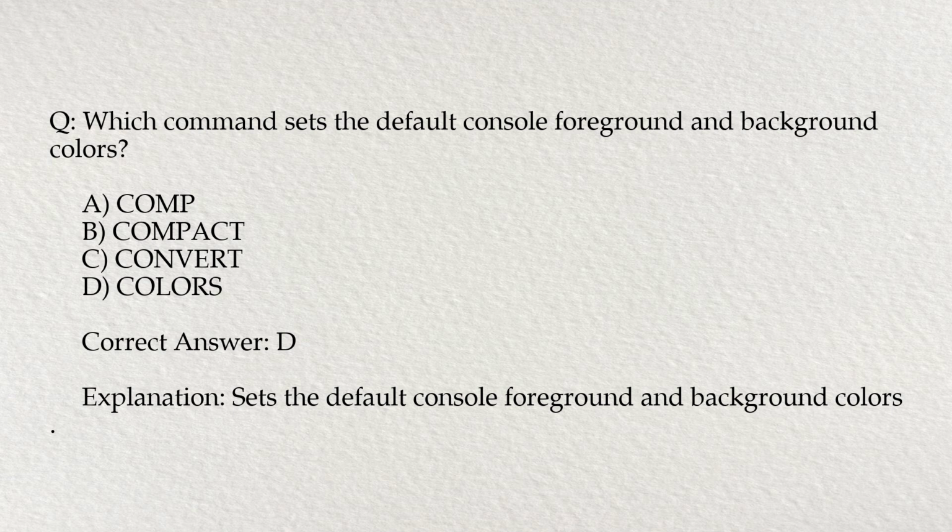Q, which command sets the default console foreground and background colors? A. Com. B. Compact. C. Convert. D. Color. Correct answer, D. Explanation: Sets the default console foreground and background colors.